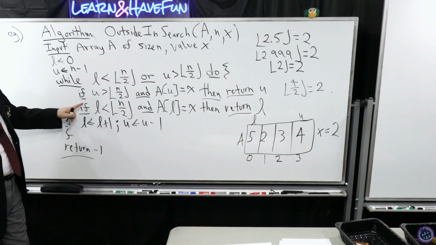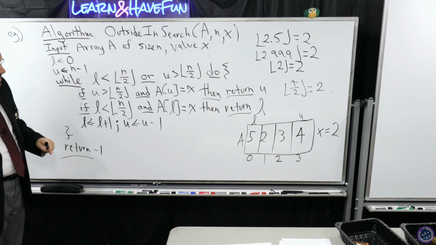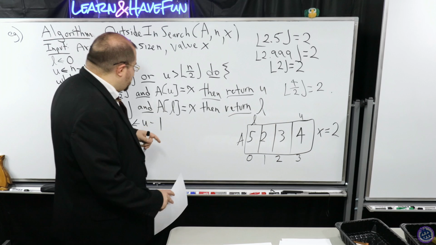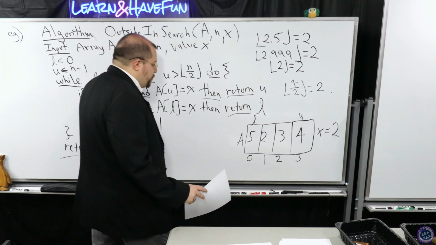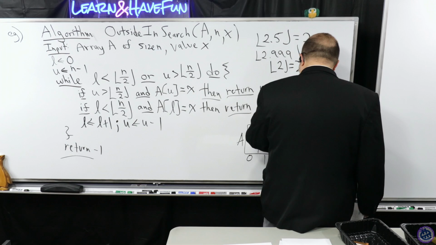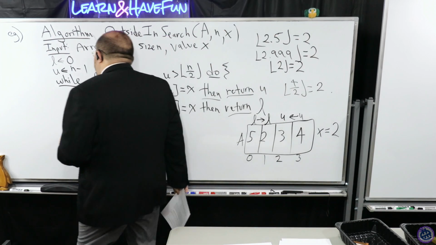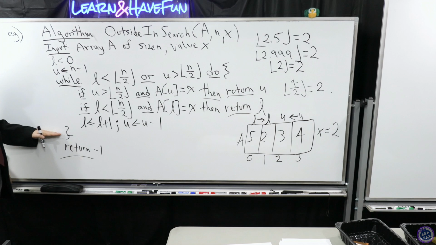So likewise, I check if L is less than the floor of n over 2. Yeah, it is. 0 is less than 2. But it's not equal to x. So what we're going to do is push in L and U. So L is now going to be at position 1. U is going to be at position 2. Now, let's go through another iteration of the loop.